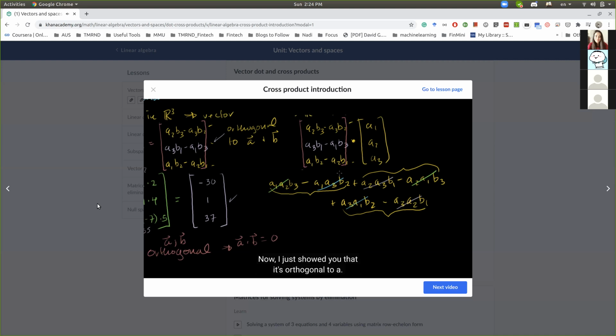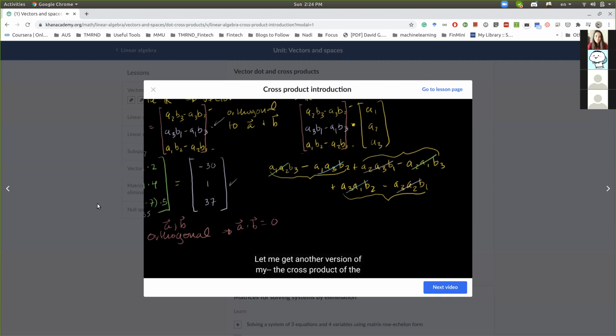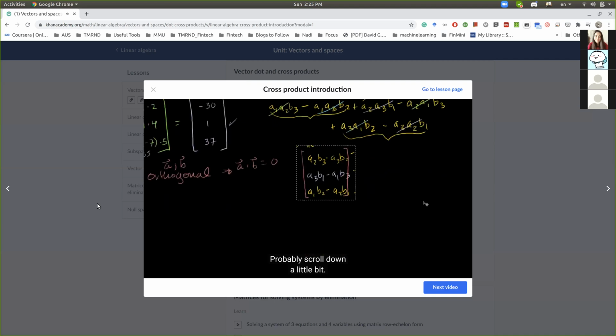Now, I just showed you that it's orthogonal to A. Let me show you that it's orthogonal to B. Let me get another version of the cross product of the two vectors. I'll probably scroll down a little bit. And let me go back. And let me multiply that times the vector B: B1, B2, and B3. I'll do it here, just to have some space. So B1 times this whole thing right here is B1, A2, B3 minus B1 times this, minus B1, A3, B2.